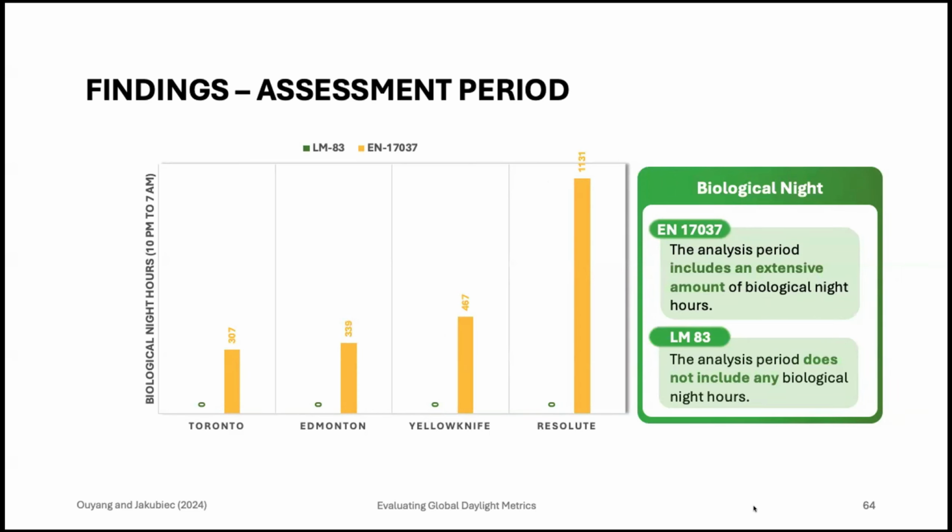When examining the concept of biological night, which spans from 10 p.m. to 7 a.m., we find that the EN 17037 standard includes an extensive number of these night hours, particularly in the northern climates. Specifically, the analysis period for EN 17037 encompasses 1,131 night hours in Resolute. This raises questions about its practicality and applicability for occupational activities where adherence to biological rhythm is crucial.